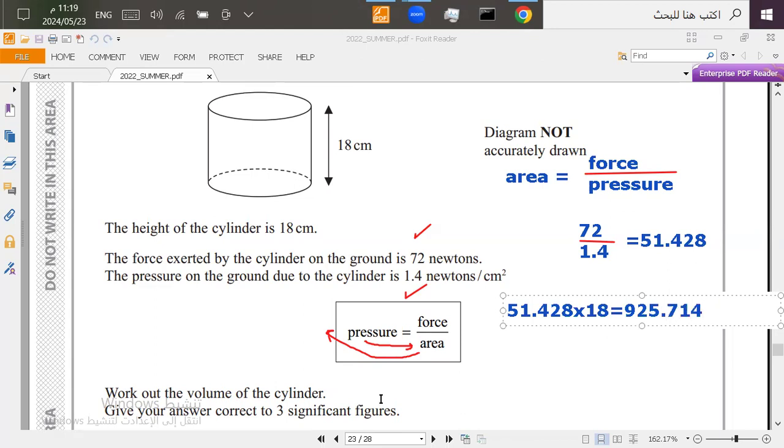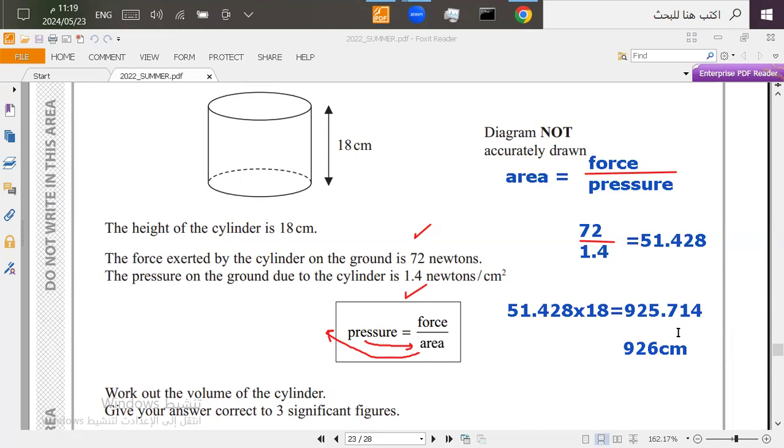Now, the question wants me to give my answer correct to three significant figures. So I'm going to round this to three significant figures. 1, 2, 3. The 7 is big. We'll add 1 to the 5. And the answer will be 926. And because it's in centimeters, the volume will be in centimeters cube.